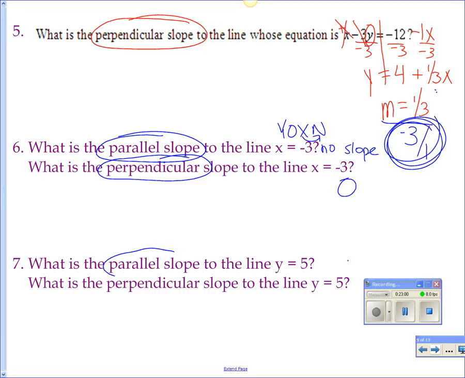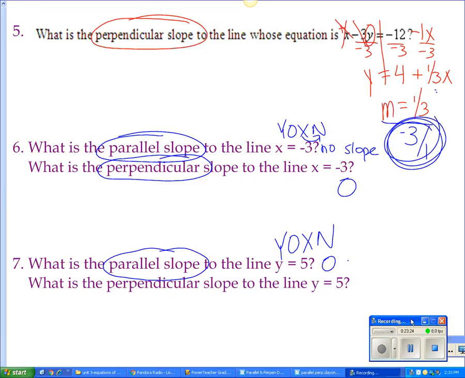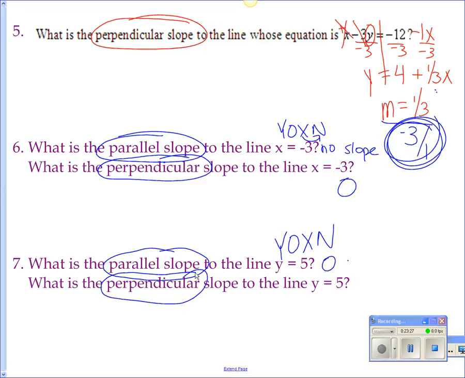What is the parallel slope? Parallel means to? Same. Y equals 5. So that's y equals a number. That means I'm going to have to think about Yoxin. Y goes with 0. Y goes with 0. And you keep it the same. Okay? For perpendicular, I have to change it. How does 0 change to? No slope. Those are opposites.